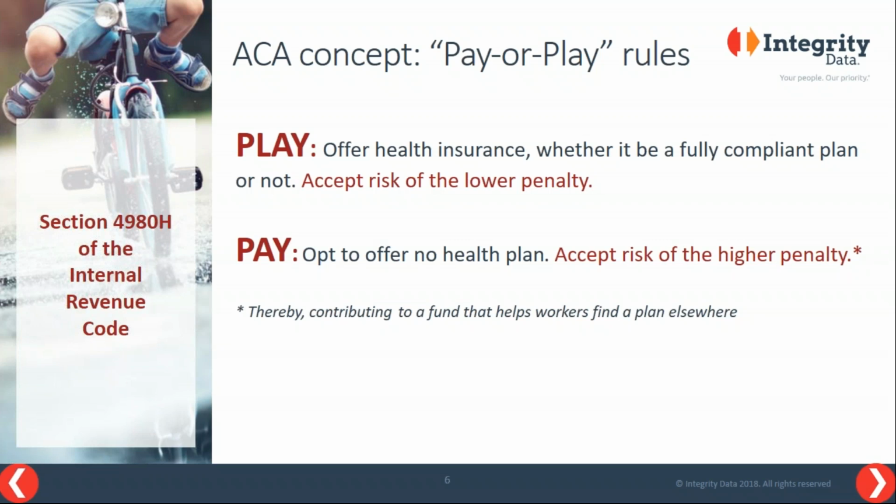Important to note, whatever your coverage mandate compliance choice is, you must meet the IRS obligation to report on what was or was not offered.